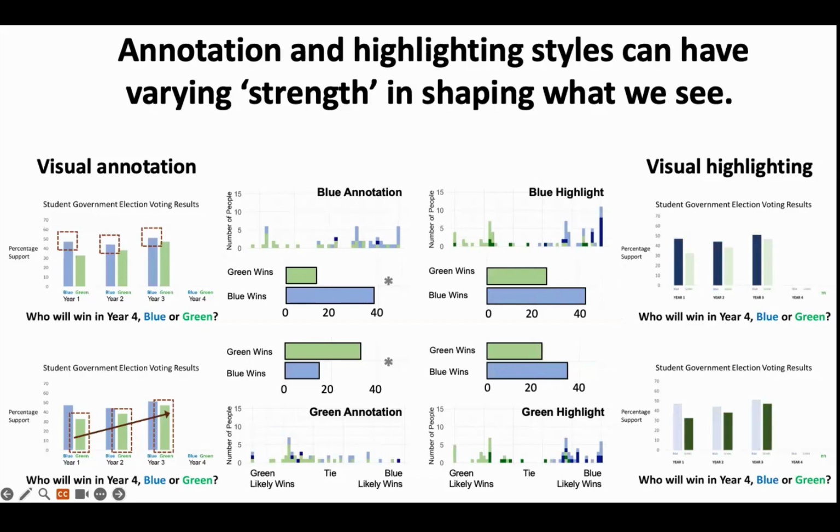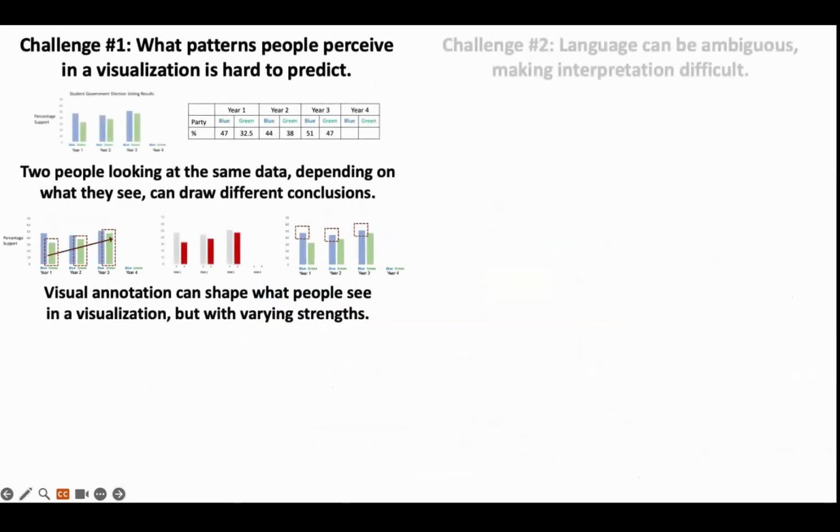Right, so the takeaway here really is that visual annotation can change what people see, but not all annotations are created equal. So we need to understand what the downstream impact of these annotations might be. So when we leverage them in our own visualizations, we can do so effectively.